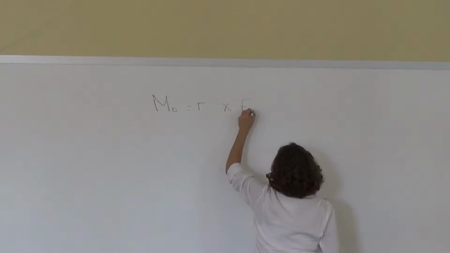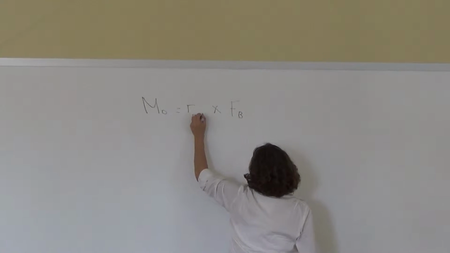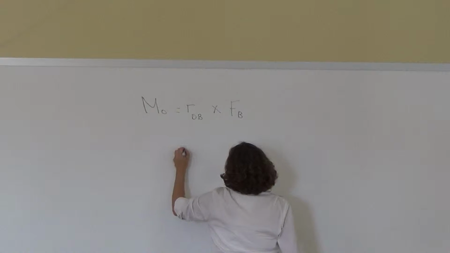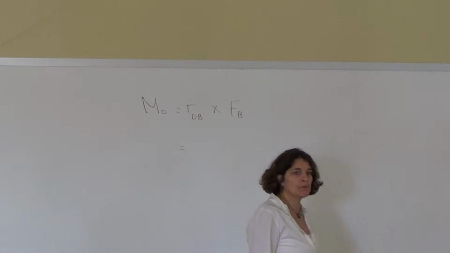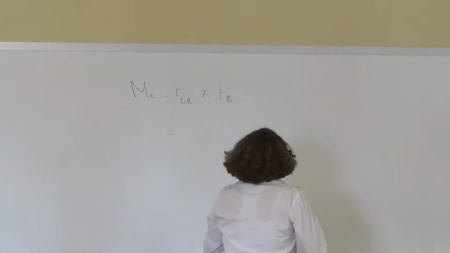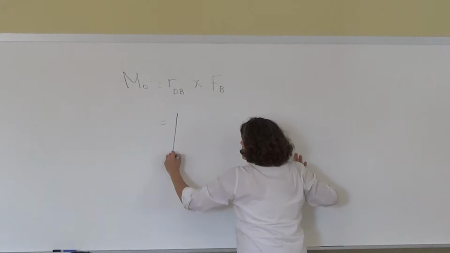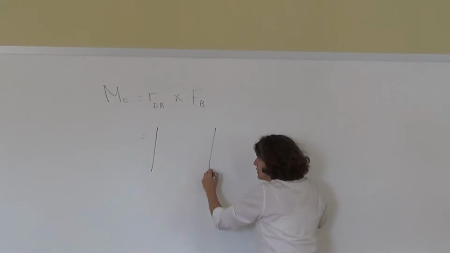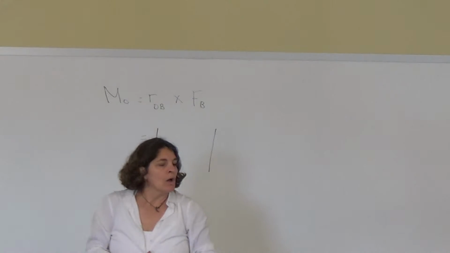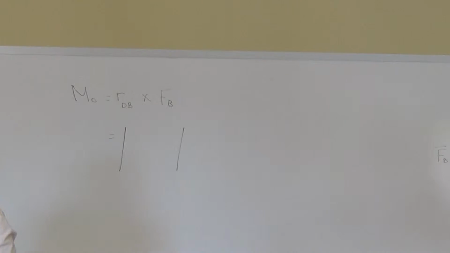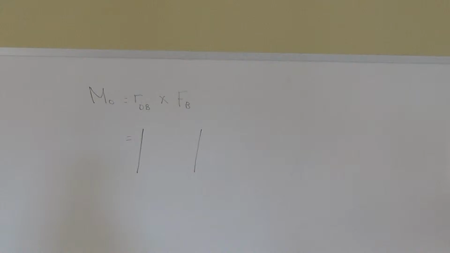F is at point B, so R goes from O to B. Remember how to do cross products? When you do a cross product, is your answer a vector or a scalar? A vector. When you do dot products, is it a vector or a scalar? Scalar. So let's go back. Cross product, vector or scalar?